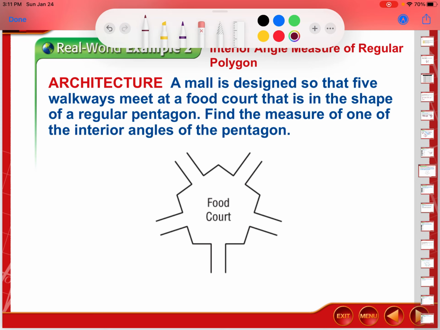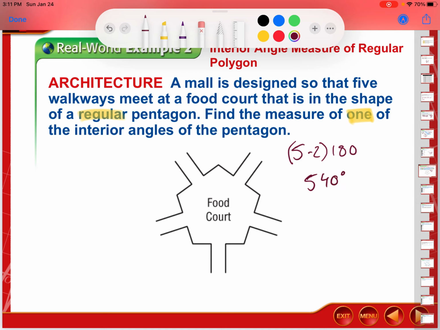All right, so architecture. A mall is designed so that 5 walkways meet at a food court that is in the shape of a regular pentagon. Okay, so here's one of those problems where they tell us regular pentagon. Find the measure of one of the interior angles of the pentagon. So first things first, a pentagon has 5 sides or 5 interior angles. So 5 minus 2 times 180, which 5 minus 2 is 3. 3 times 180 is 540 degrees total.